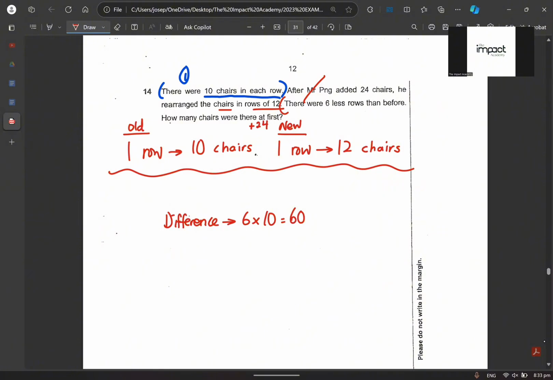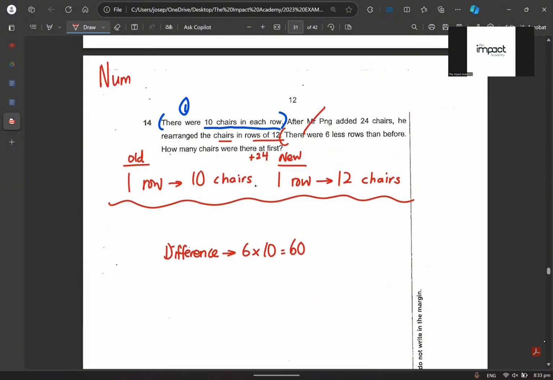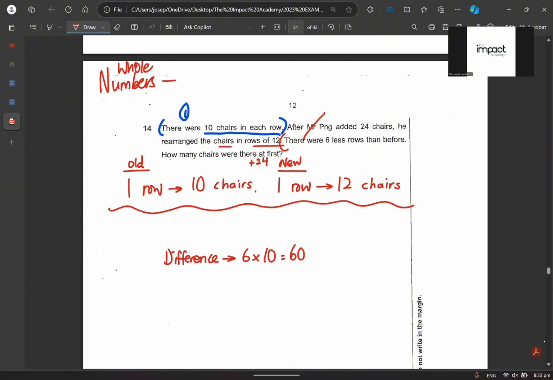So this is very similar, in fact, to the whole numbers topic. Under the whole numbers topic, the concept is called big difference, small difference, something that you're going to learn in P6. If not, you can also use number x value to solve this question.